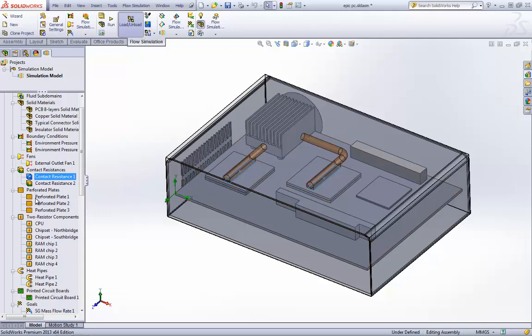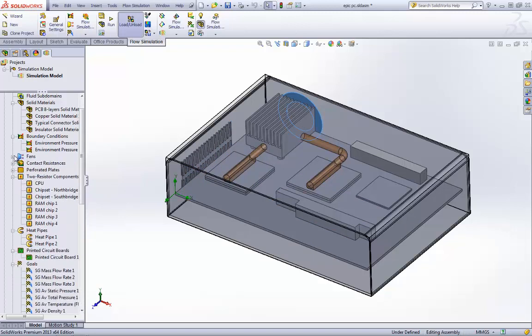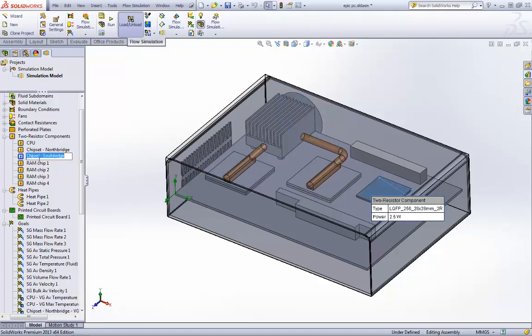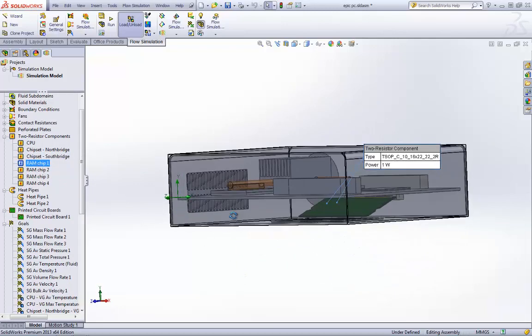Next is the perforated plates. So we specify perforated plates for the outlets. And I'd like to jump in first to my two-resistor components. All right, so we see here we have seven two-resistor components: the CPU, the two chipsets that we mentioned earlier, and the four RAM chips that are on the bottom.